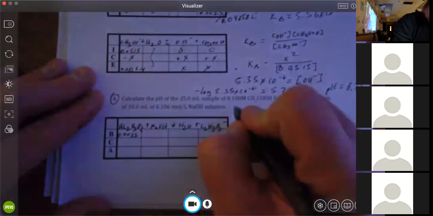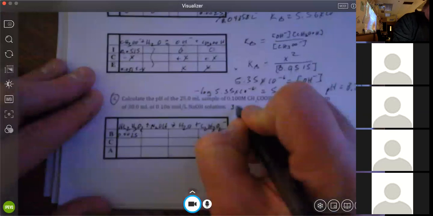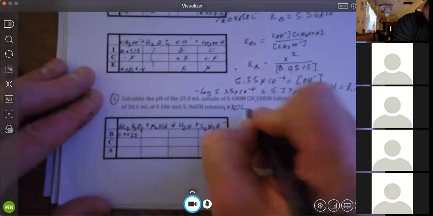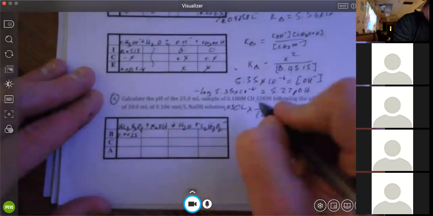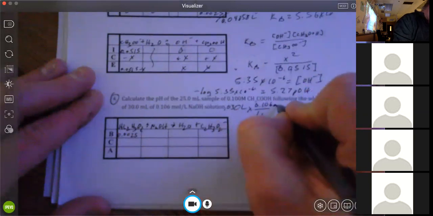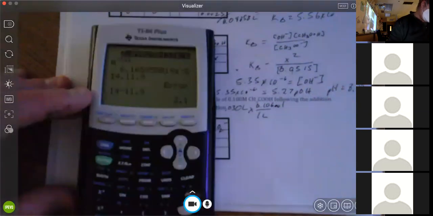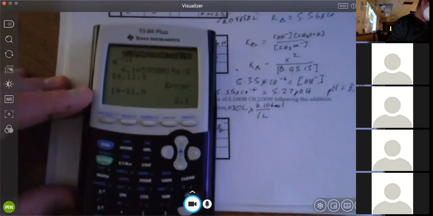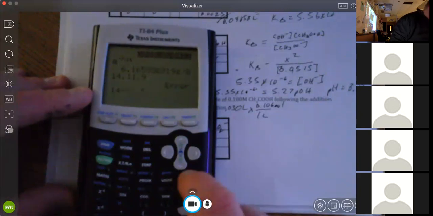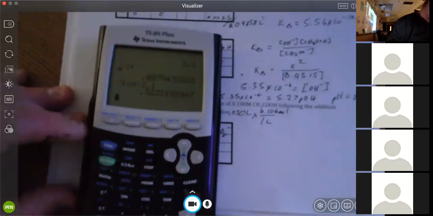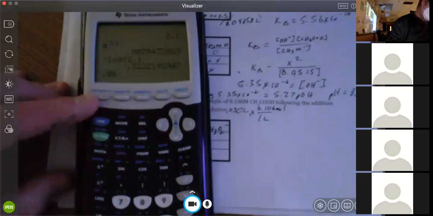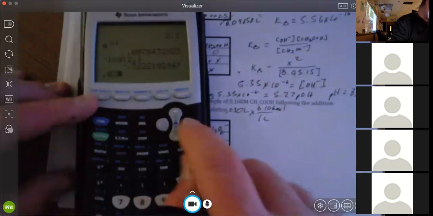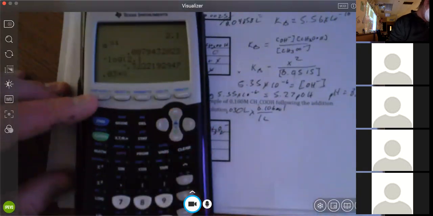We have 30 milliliters. So I'm going to change that to 0.030 liters. Every 1 liter is 0.106 moles. That'll give me the moles of that. Oh no, I'm in some weird mode. Quick. 0.03 times 0.106. We get 0.00318.